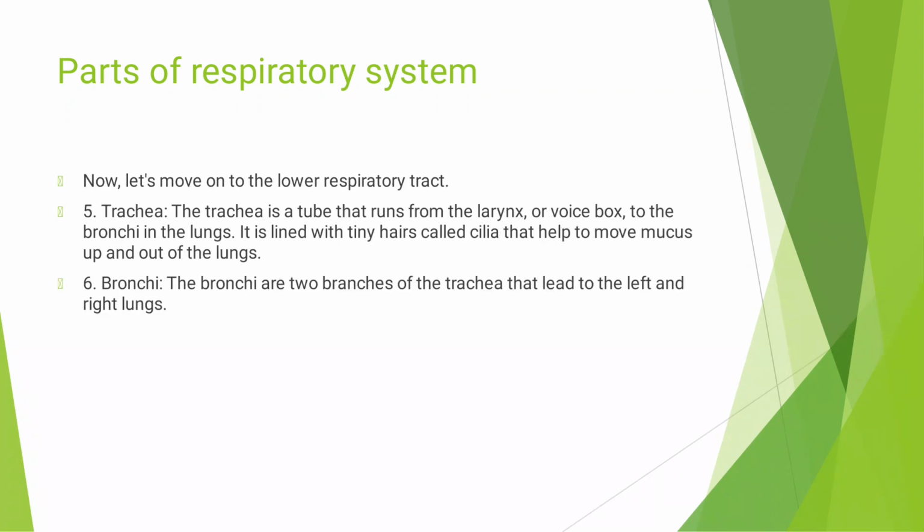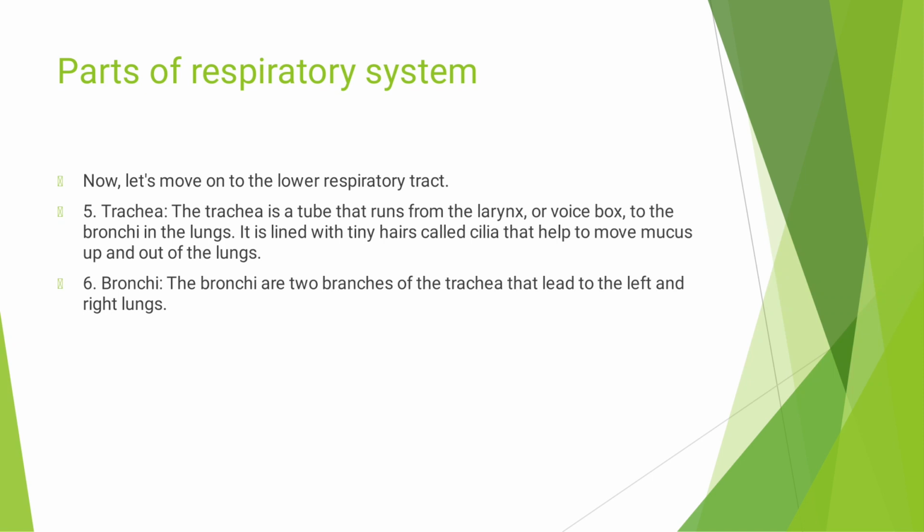Then next is the lower respiratory tract. This will include the trachea. Trachea is a tube that runs from the larynx or voice box to the bronchi in the lungs. This trachea is also lined with tiny hairs called cilia. These will help to move the mucus up and out of the lungs.